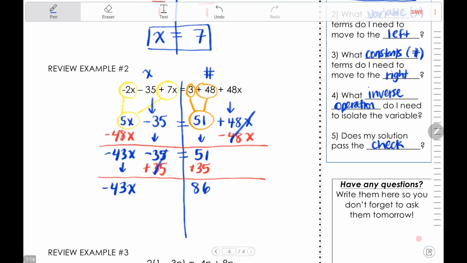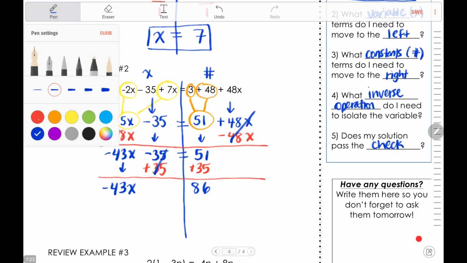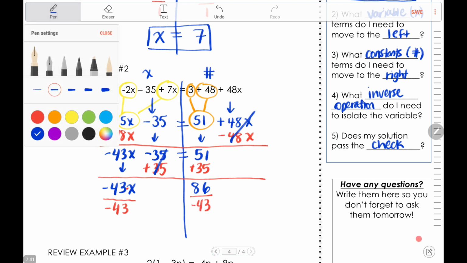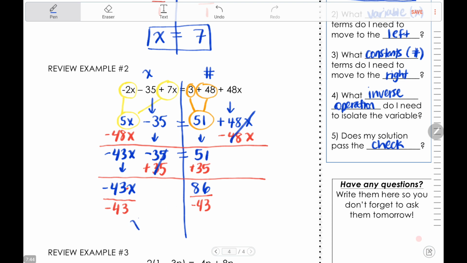All right, great. We have the terms separated, they're all divided, and now I need to think about, well, what inverse operations do I need to now isolate the variable? Remember, negative 43x means negative 43 times x. So the inverse operation would be dividing by that entire coefficient, negative 43, on both sides. And that now gives us x is equal to negative 2. Positive divided by negative gives us negative. X equals negative 2. So again, I'm going to leave the check for you to do on your own.